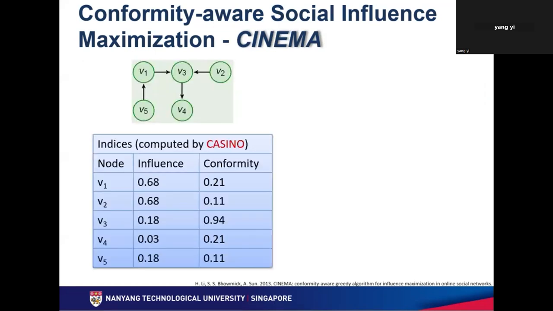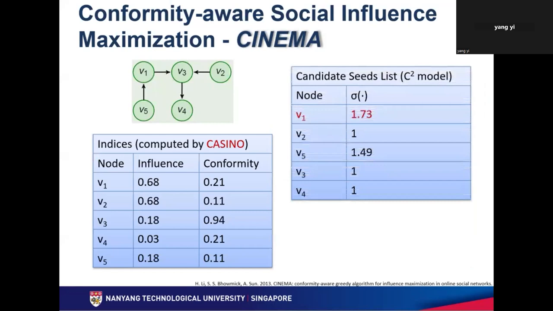But what if we have already taken conformity into consideration? If we take conformity into consideration, following the influence probability calculation equation shown in the earlier slides, the five different nodes will get a different sigma, listed as the red part. At this time, if k equal to 1, we have to select V1 as the seed node. So taking conformity into account leads to a different result.